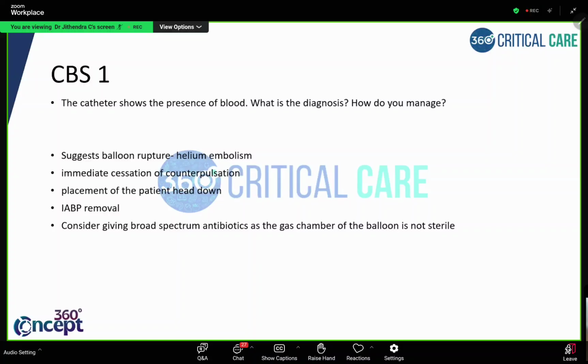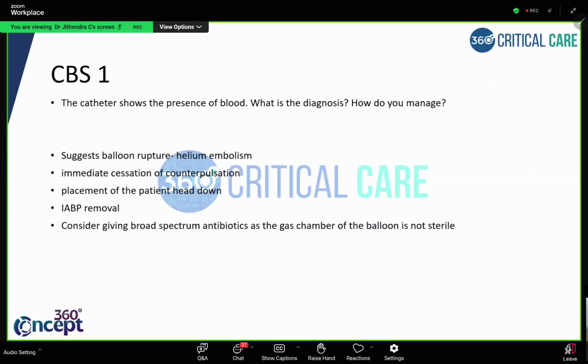Put the patient head down, remove the IABP, and consider giving broad spectrum antibiotics. Why? Though the outside of the balloon is sterile, the inside of the balloon is not sterile, and the gas chamber is not sterile, so there is a chance of infection. So your complete answer would be: stop the machine, put the patient in head down position, remove the IABP. If the patient requires support, insert a new one, and in the meanwhile also start him on some antibiotics because this is unsterile. This was the first question.